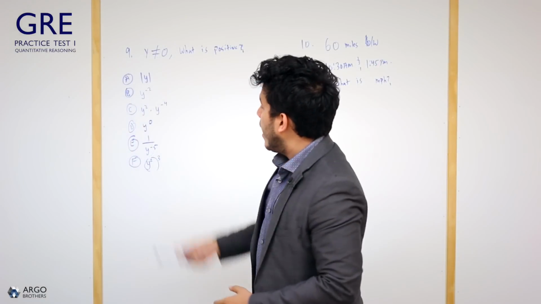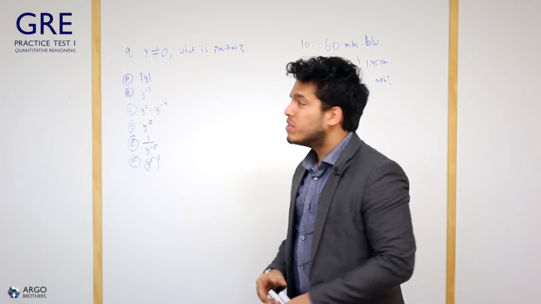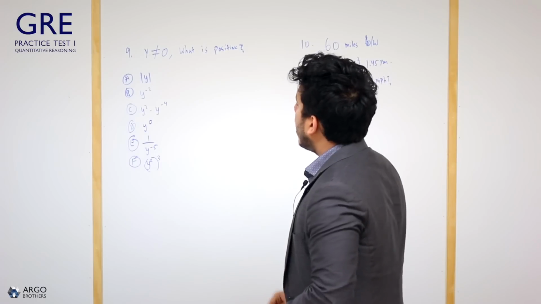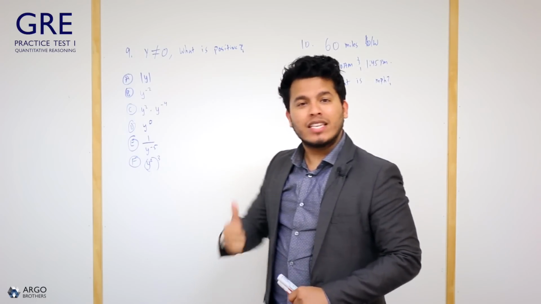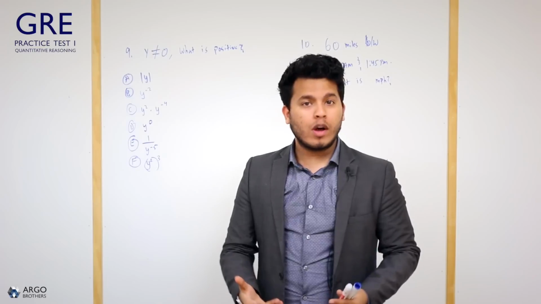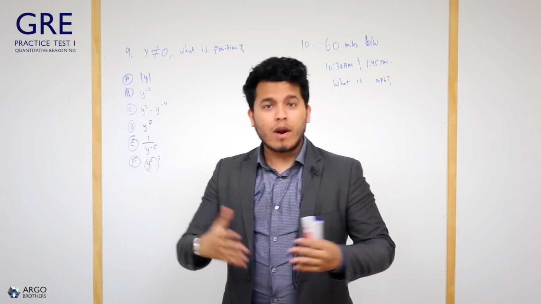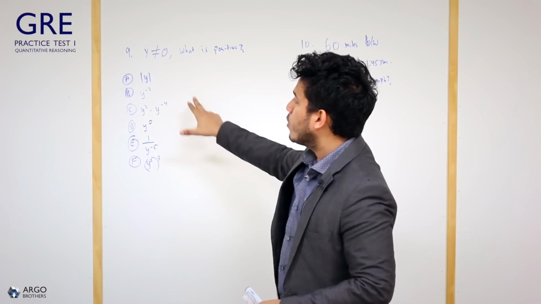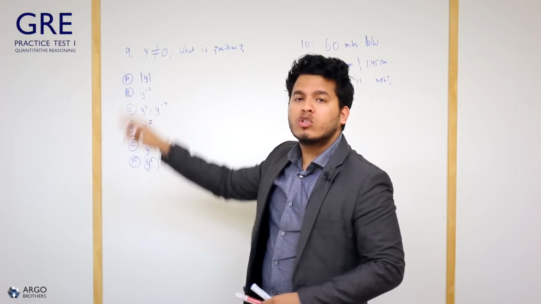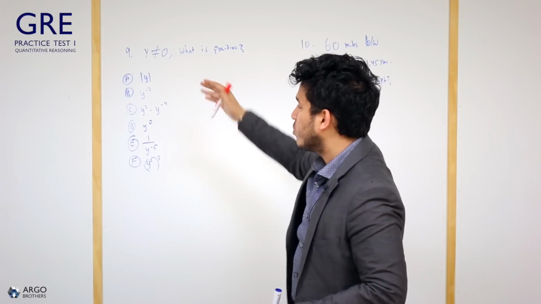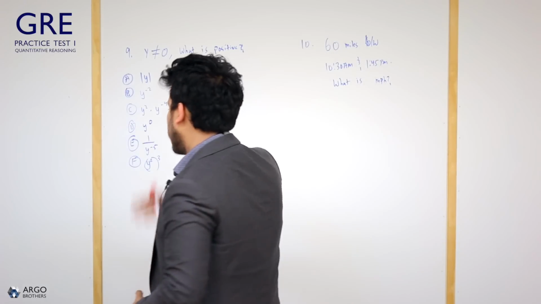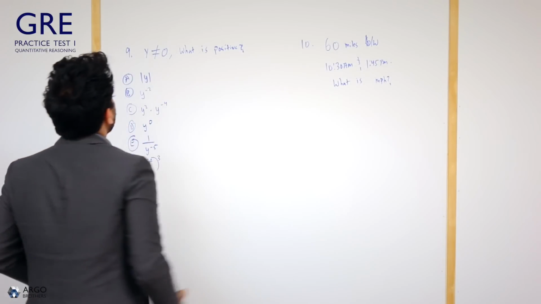Question number 9. y is not equal to 0. Which one of these answer choices must be positive? Please keep in mind that this question may have either one correct answer choice or many. In the textbook, we've labeled it with circle and then square, just to make sure that you know there can potentially be more than one possible answer that's correct. Well, actually, there has to be 2 or more.